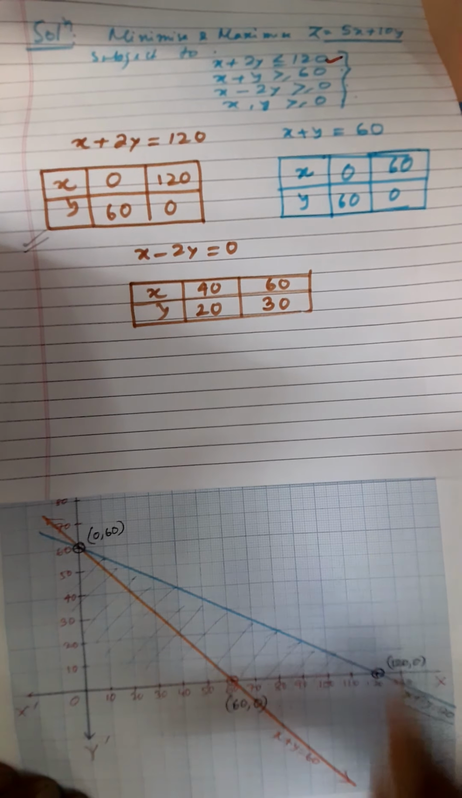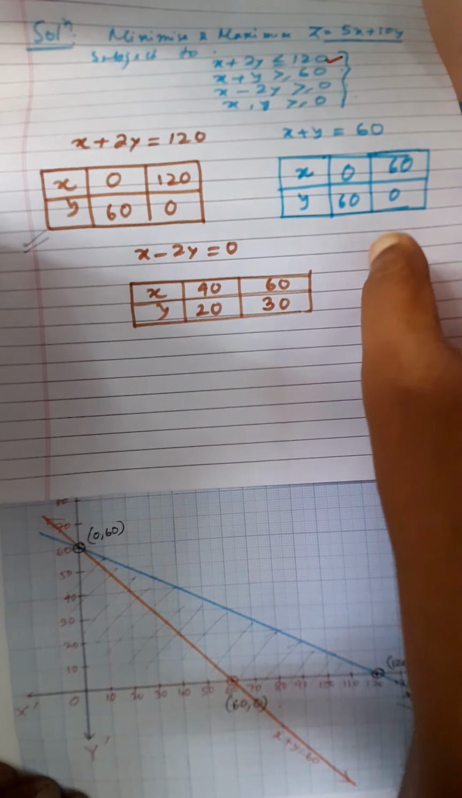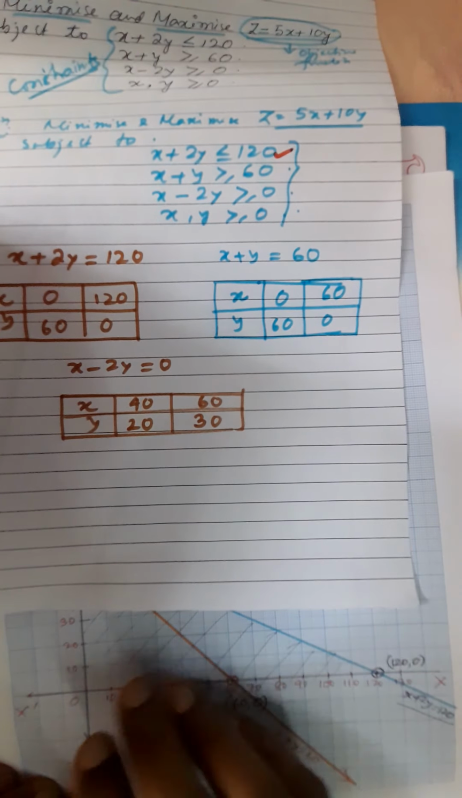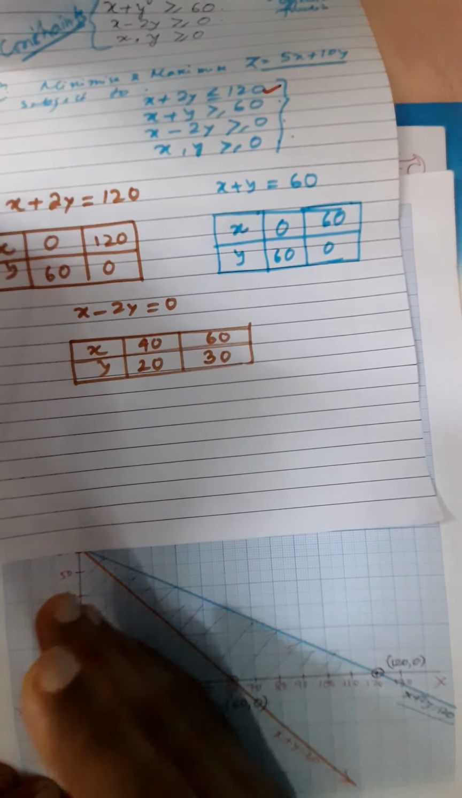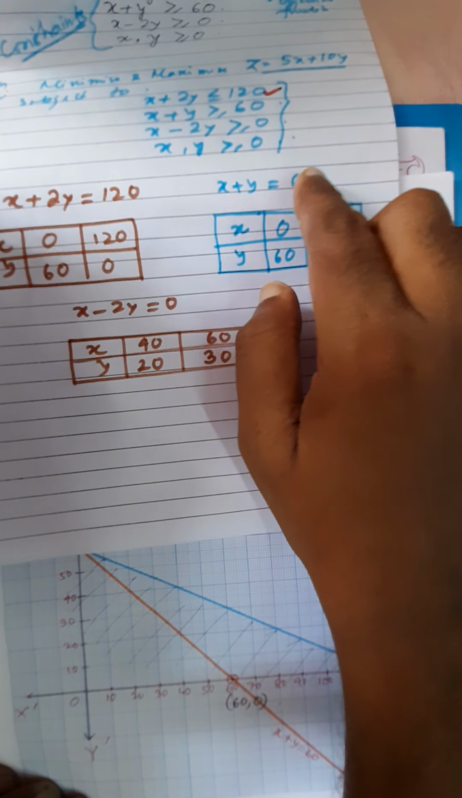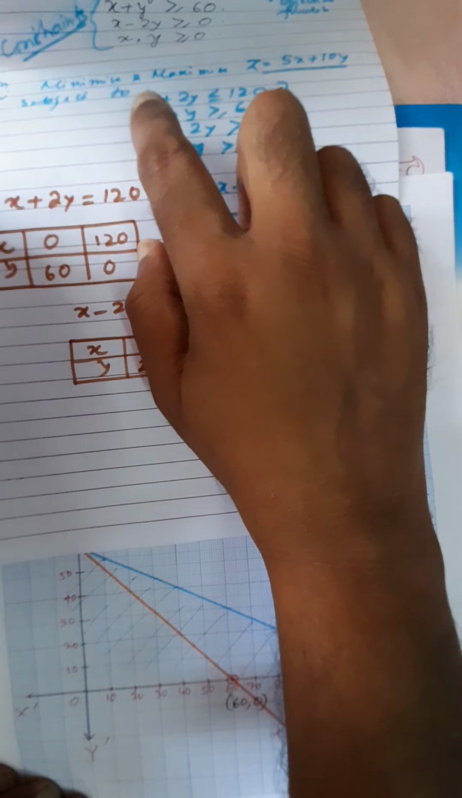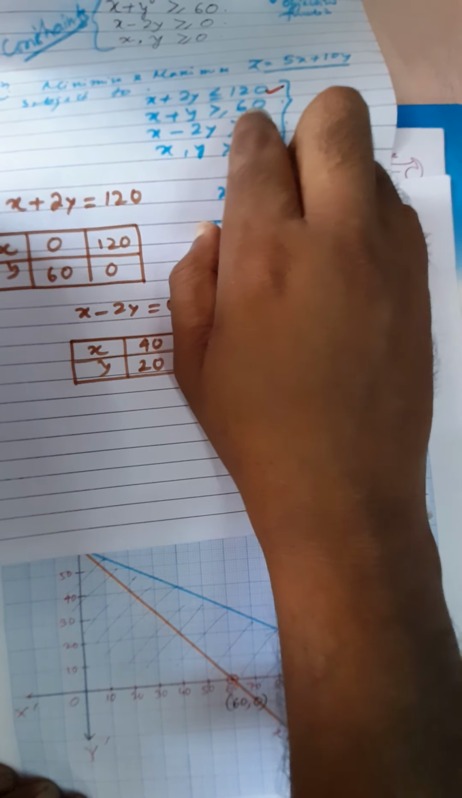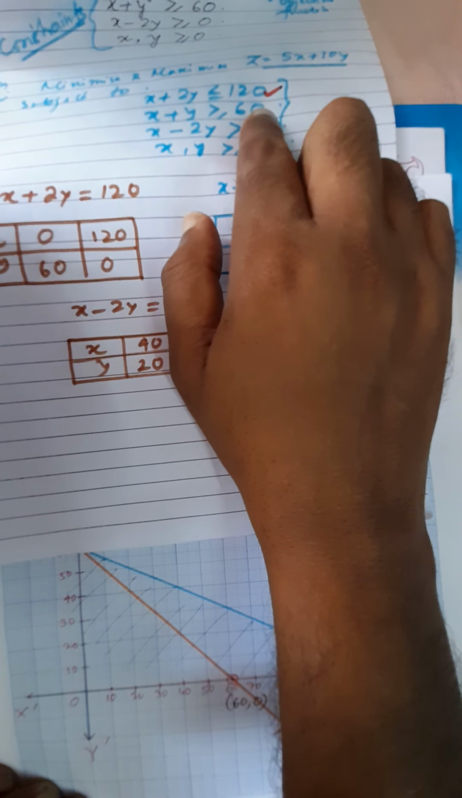Which region will come? This line divides the plane into halves, upper half and lower half. That is x plus y is greater than or equal to 60. If we put x is equal to 0, y is equal to 0, we get 0 plus 0 greater than or equal to 60. This is not true. This is false.